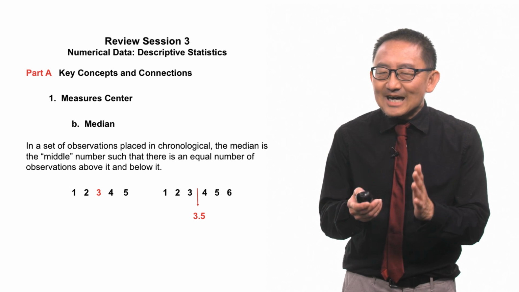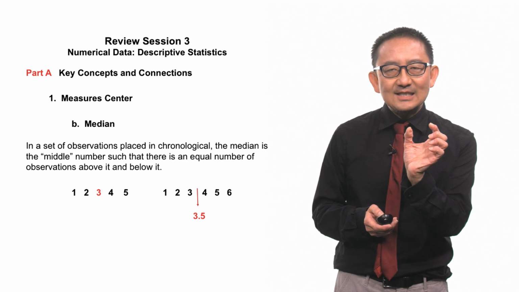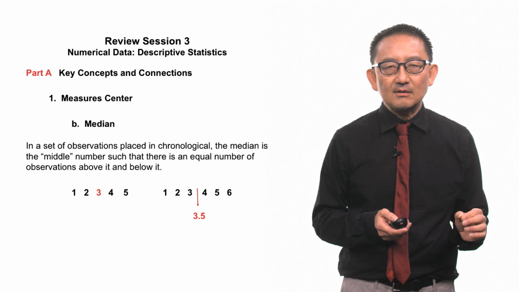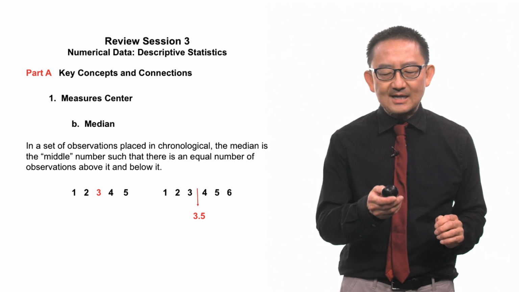Now, if we had an even number of values, 1, 2, 3, 4, 5, 6, then we would have to take the average or the mean of the two center numbers, which in this case are 3 and 4, and the median here would be 3.5.